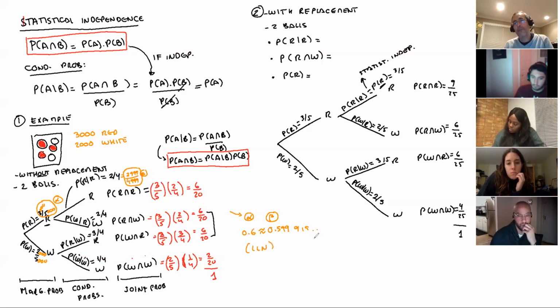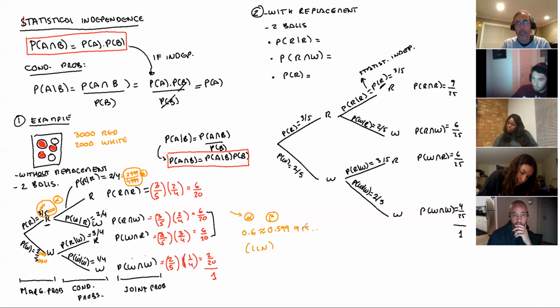So I think that this one here is related to the law of large numbers, of course. The larger your sample size, guys, makes two processes, or two events, look as if they're independent, even though they are not. Because they are so close to each other that you don't distinguish between them. How do you distinguish 0.6 versus 0.599999? It's almost nothing. Okay?